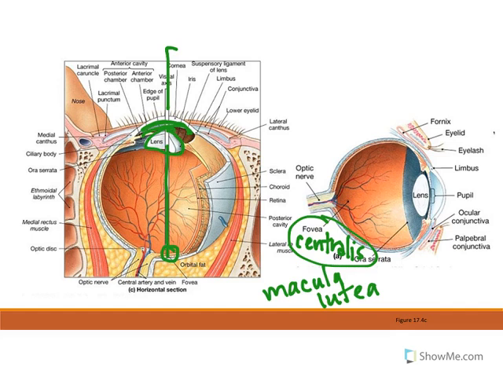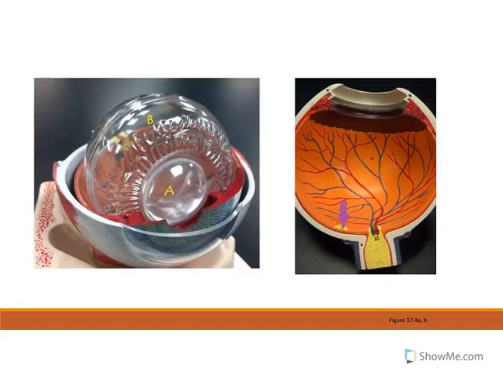Now, once you excite those rods and cones, the information is carried out of the eye via the optic nerve. But right here, this area, because you have blood vessels entering and exiting, there are no photoreceptors there, and that's your blind spot, which they call the optic disc. Most of us adapt. You don't really realize you have a blind spot.